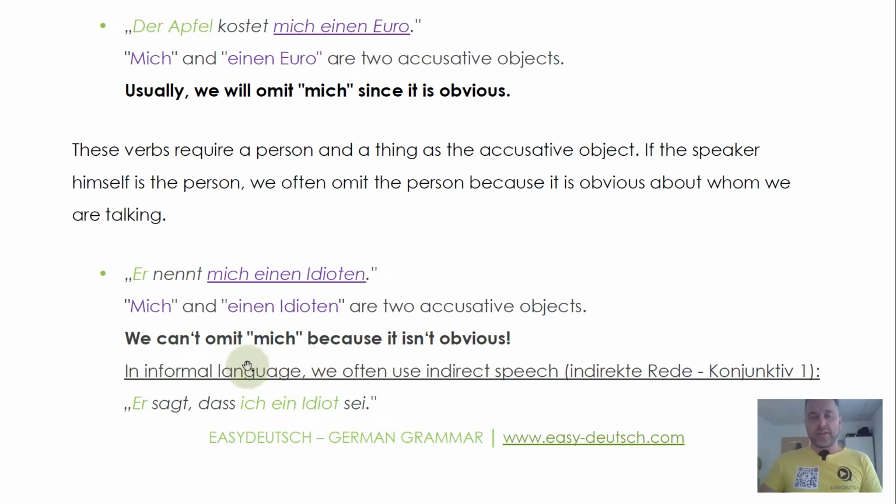It's not really an easier version, just an alternative version, and that's indirect speech. So Konjunktiv 1, sagt, dass ich ein Idiot sei. Both work. This sounds a little bit more educated, so this sounds a little bit more formal. He says that I am an idiot is the word-by-word translation. If you don't know Konjunktiv 1 yet, there's a video in the info cards for you that you can check out, because indirekte Rede is pretty much the only use of Konjunktiv 1.